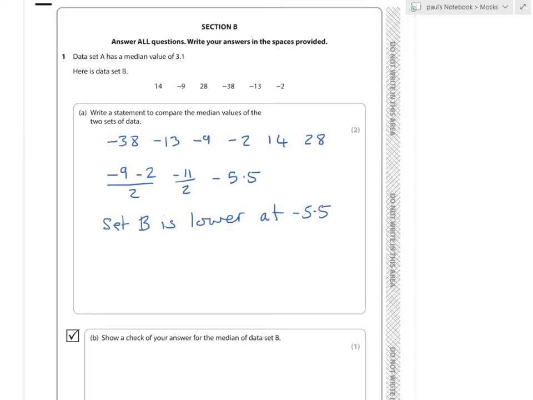Let's have a look. Okay, happy with that one. I'm going to go through these nice and slowly because I don't want to make any mistakes. Show how you check your answer, median of set B. Gosh, how do we check our answer?